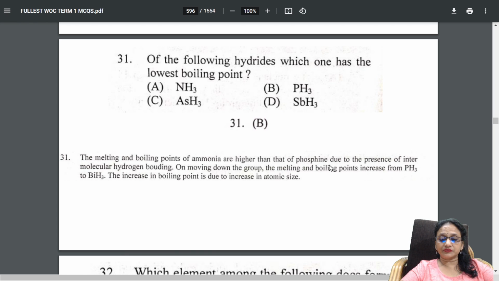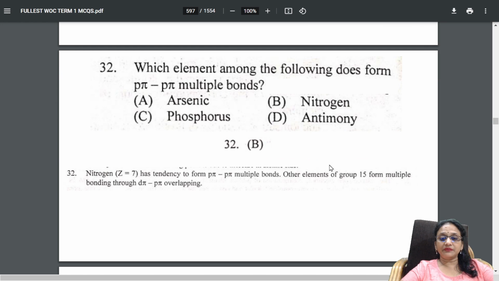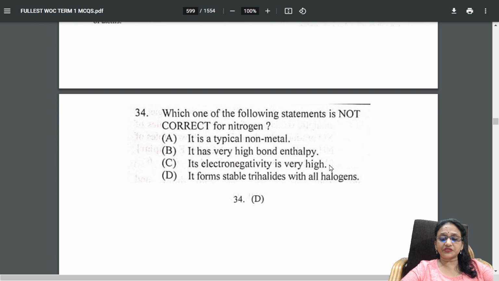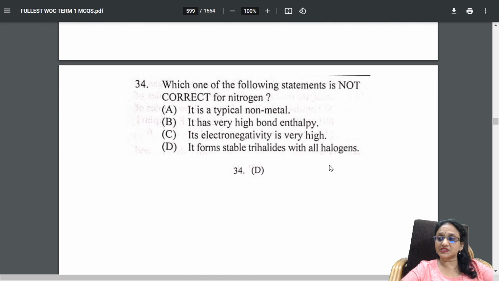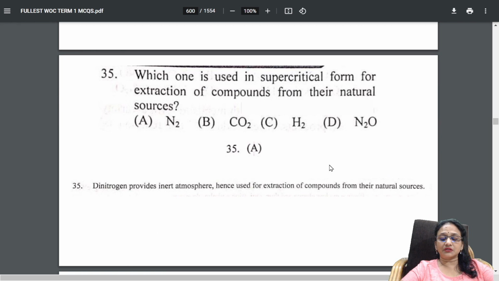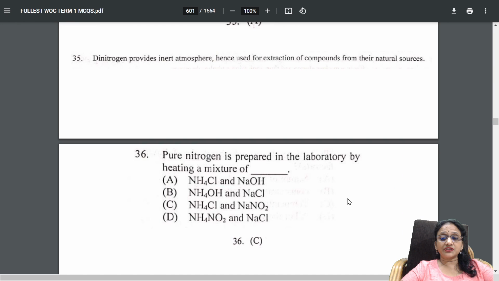Compulsory such questions are asked. Boiling point question. P-pi, d-pi bonding. Group 15 does not exist as a tetratomic molecule. So basically trends, everything slowly, one concept is covered, one concept is picked up. If there is any gaseous product, they're going to ask you. So it's a request to all of you.